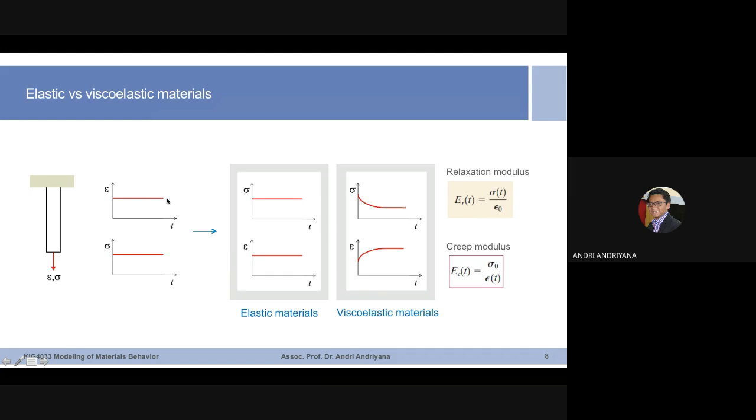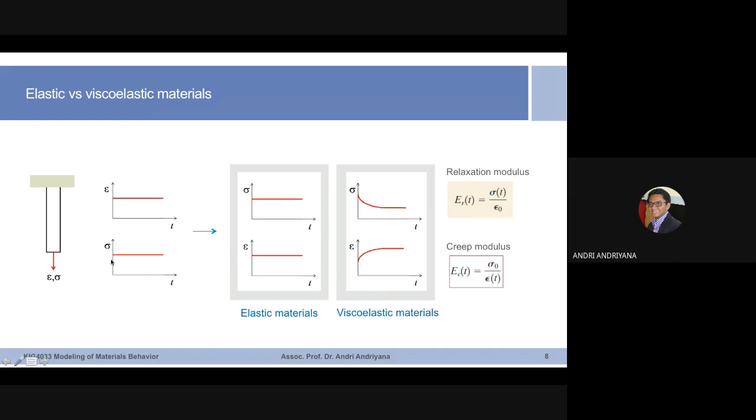For instance, we keep the material at 10% strain and see what happens to the stress. If the resulting stress that you observe is constant, then your material is simply elastic. However, if it decreases over time, then your material is viscoelastic.